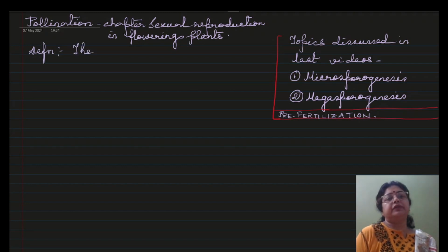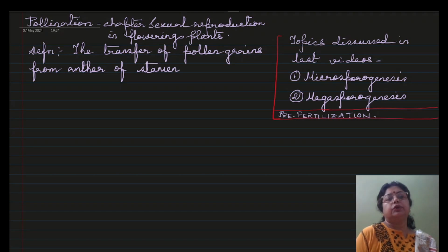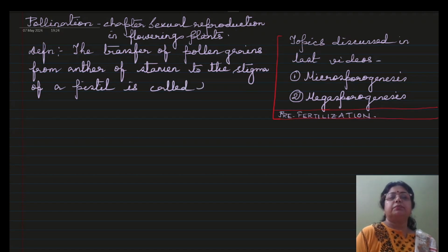The transfer of pollen grain, from where it will be transferred, from anther or stamen to the stigma of a pistil is called pollination.